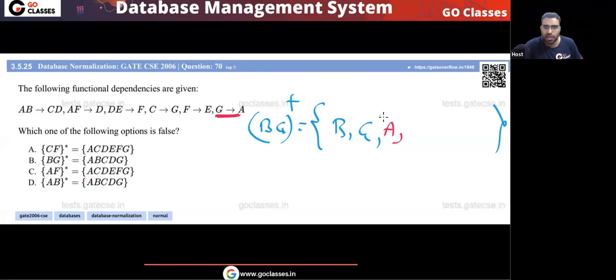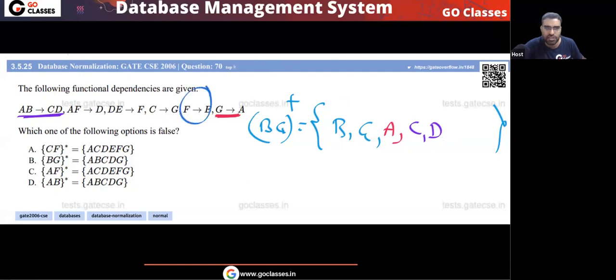Now remember this: AB can determine CD. These two people, they can bring CD. What else? Now you got this family. These 5 people, what can they bring? See, C can determine G. Okay, you already got G. What else can you bring? Can you bring something else? Tell me.